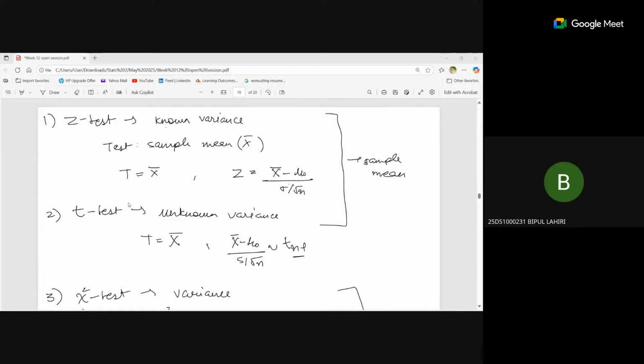Sample mean: the first two, Z and T. If the variance is known, we use Z, and if the variance is unknown, we use the T test. If we are testing the sample variance in a one sample test, we use the chi-square. If we have two sample tests, we use the F test. Clear? Yes, ma'am.